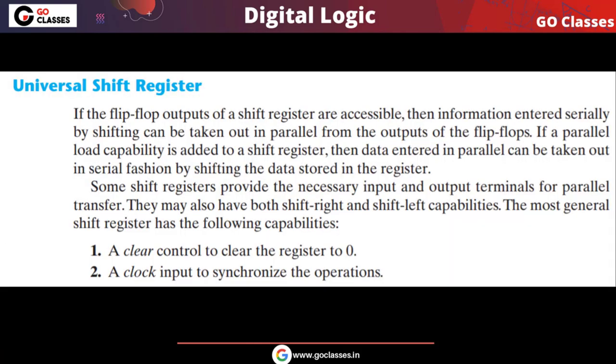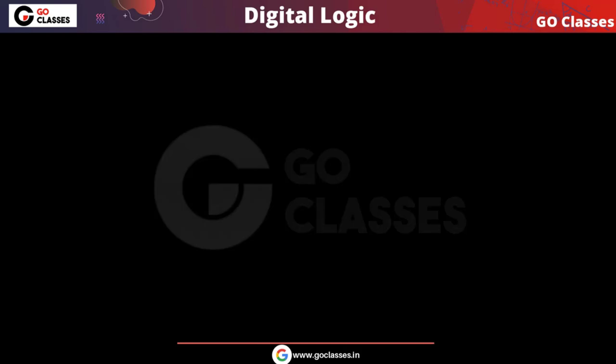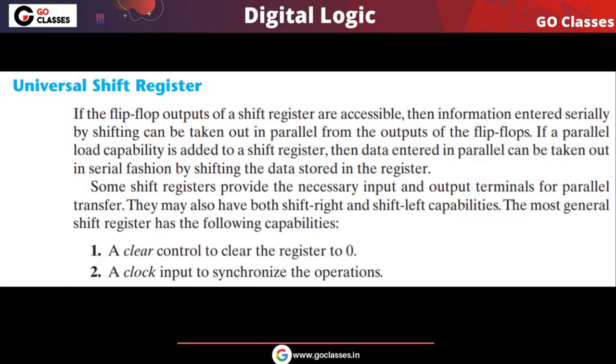Now the next shift register that we will see is the universal shift register. What is this? The name itself is telling you: universal shift register. Basically, all the functionality that you have seen so far, you put in one single register. So a single register has all the functionality that you have seen so far. So what is a universal shift register?